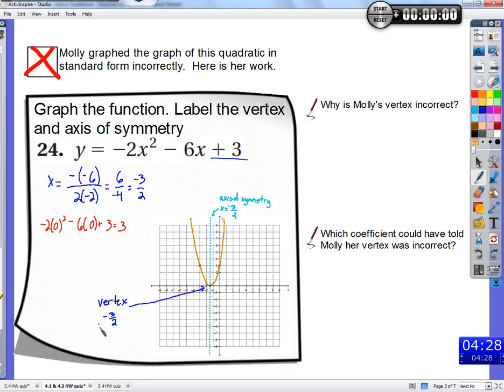The x part of the vertex is all Molly found, right? The vertex is not just the result of this. We also need the y component, right? So Molly didn't find y. And again, how do we find y? Substitute x, and x is -3 halves. Let's go back here. What did Molly do here? What is this? Where did this come from? Why don't you just put these numbers in here?